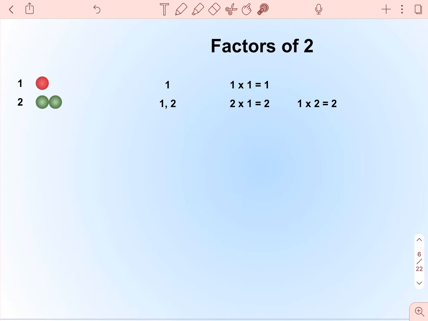So here we've got 2 this time, and if you want to draw these beads with a green pencil or a crayon, that would be just fine. You don't have to, but you might like to liven up your page with some color. And what are the factors? The factors are 1 and 2. And what are the equations to show these factors making 2? 2 times 1 equals 2, and 1 times 2 equals 2. Go ahead and record that in your math notebook. Go ahead and pause if you need to.